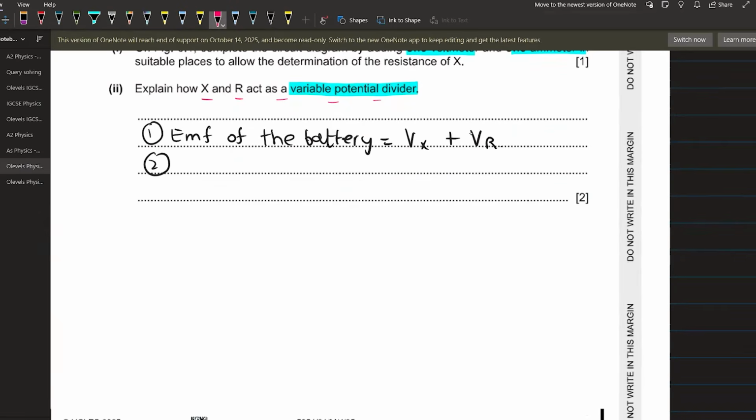This is how you can vary the voltage across each component. So you can say as R increases, the voltage across R increases and voltage across X decreases. However, as R decreases, the voltage across R decreases and the voltage across X increases.